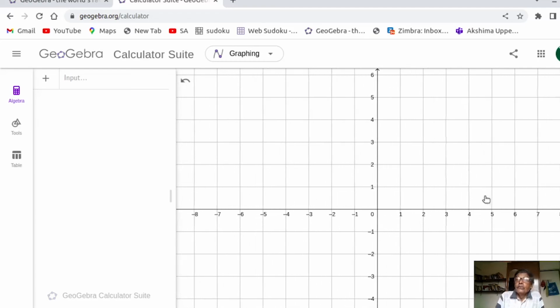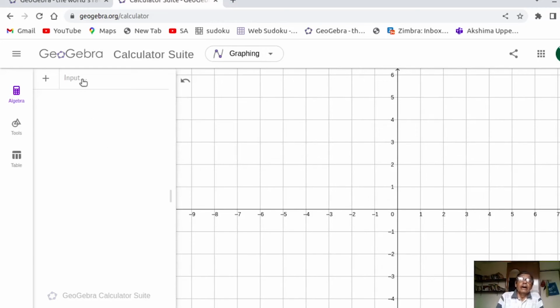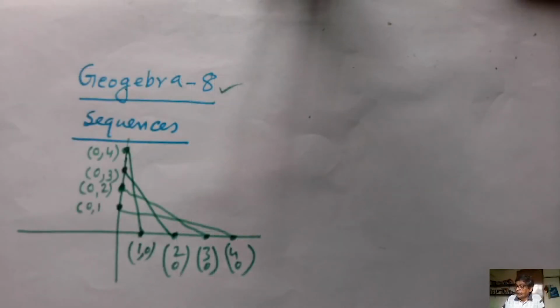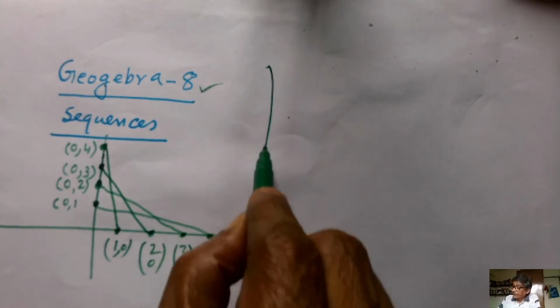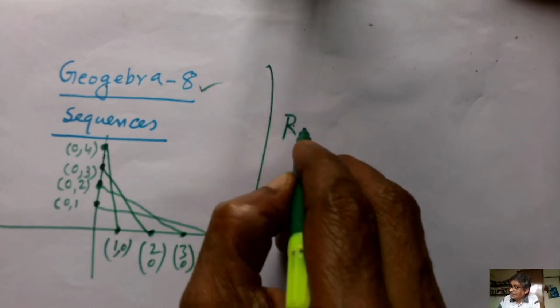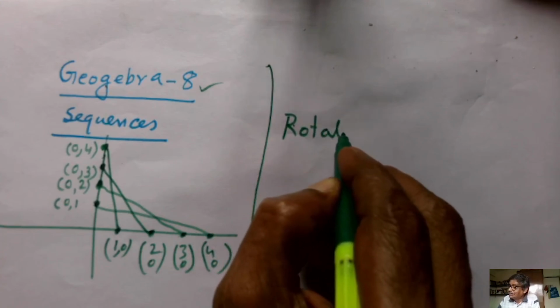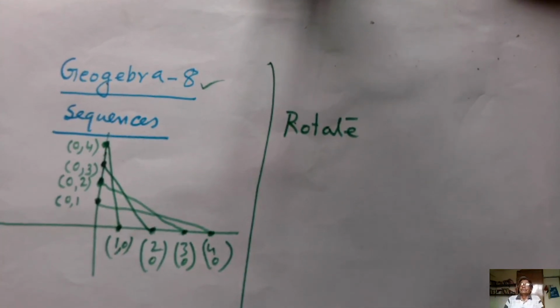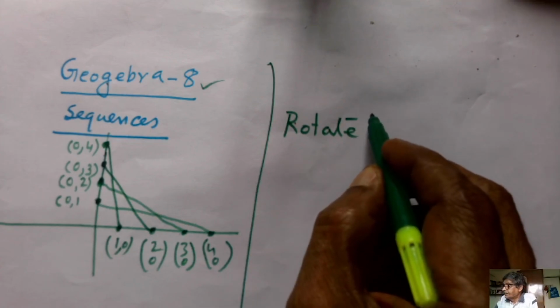Now I will tell you about one interesting command which is called the rotate command. Okay, rotate. It is very interesting, and I love to use this command to produce some patterns. A rotate command coupled with sequence commands can create very interesting patterns. So the rotate command is, as the name suggests, like this.